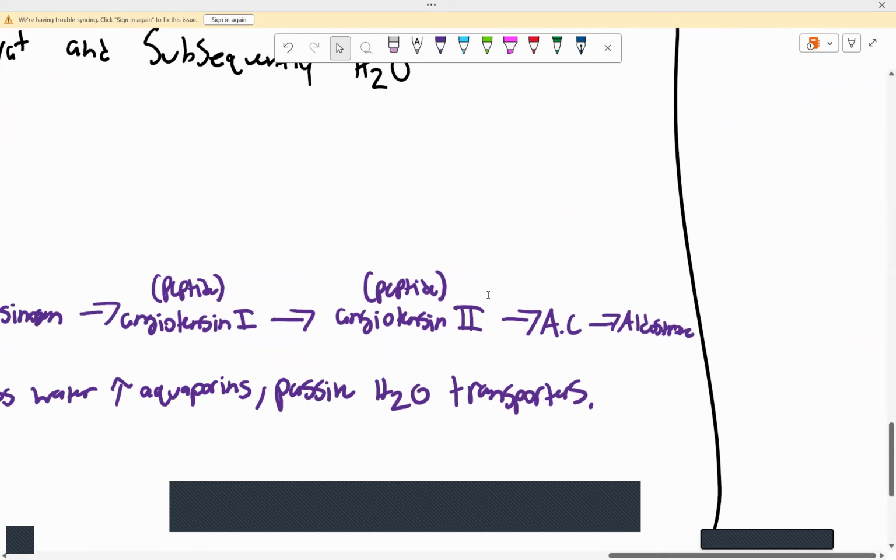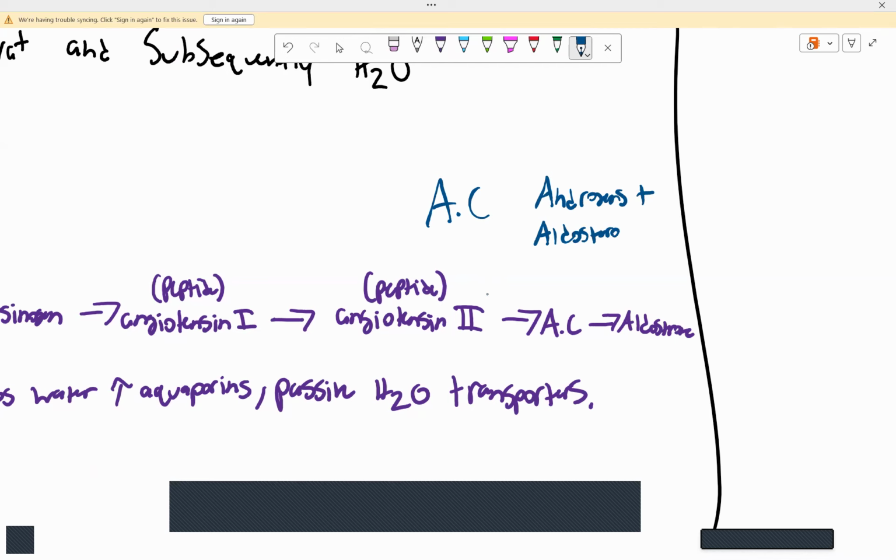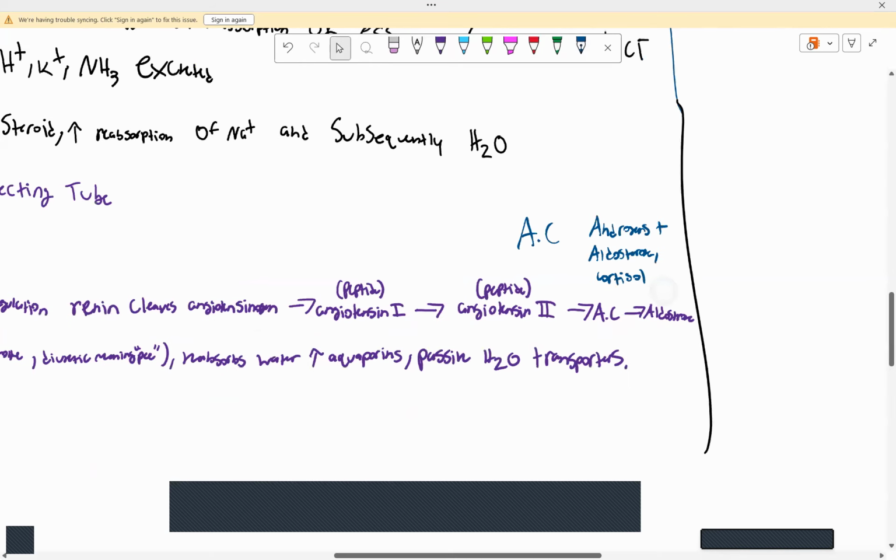How I like to remember what activates what when you're looking at the adrenal glands: the AC, the adrenal cortex, it's literally in the name. So your androgens and aldosterone will be activated here, and cortisol will also be activated here as well. Those are unrelated to this, but that's all I want to touch on there.